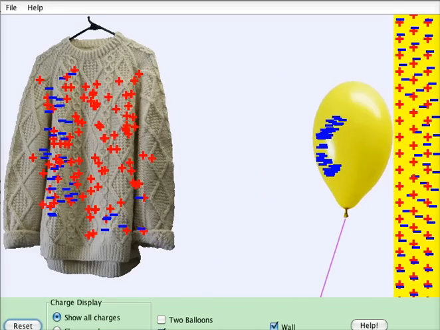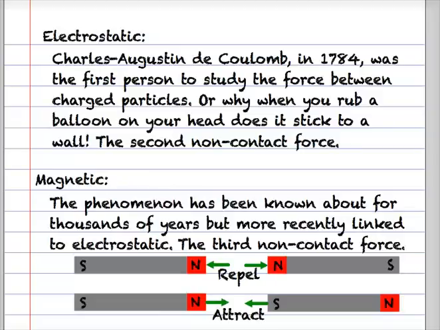Like that. The last non-contact force is the magnetic force, which has been known about for a very long time, but more recently it's been linked to the electrostatic force. Of course, you know, if we have two magnets and we put like poles together, like north and north or south and south, they will push apart, they will repel. And these green arrows here show the force pushing these two things apart.